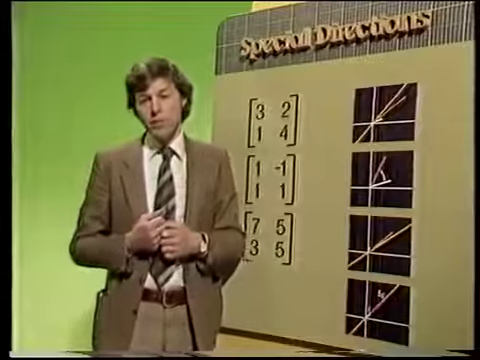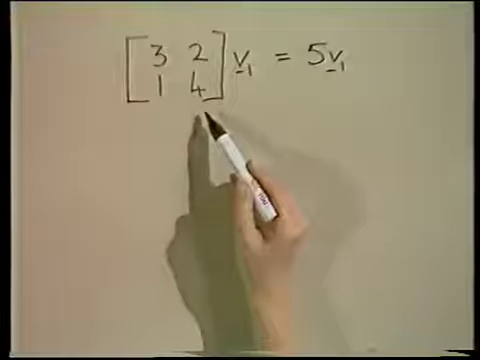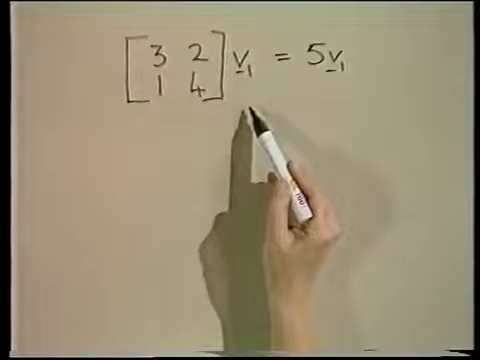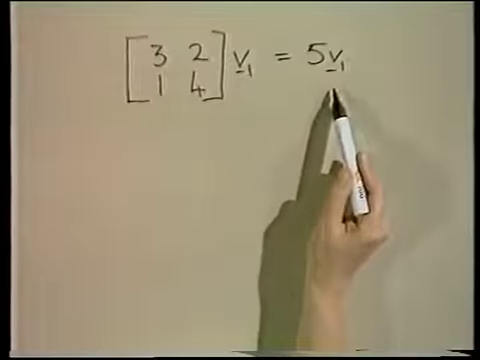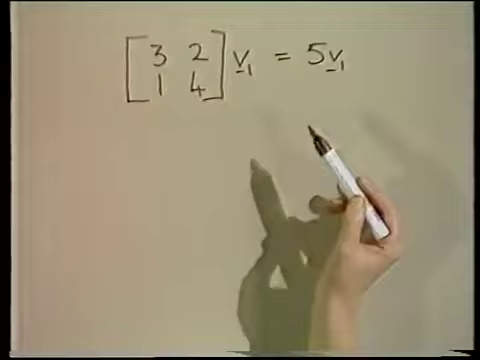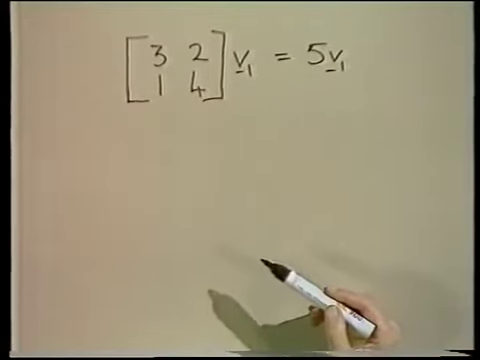Well, let's now relate that back to the algebra of matrices. What has Norman just shown us? We saw that this matrix, acting on v1 in the special direction, gave us 5 times v1. And we saw this was true for another vector, v2, in the same direction.